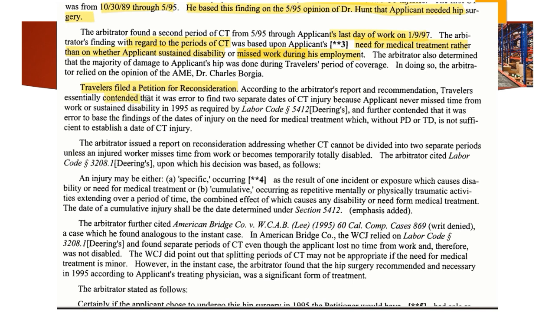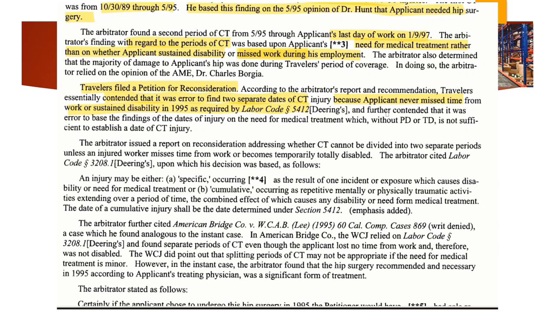Travelers contended that it was error to find two separate dates of cumulative trauma injury, and they lobbied for one single period of cumulative trauma, hoping to shift the liability to the other carrier, Cigna. But they said it was an error because applicant never missed time from work or sustained disability in 1995, as is typically required by Labor Code Section 5412.